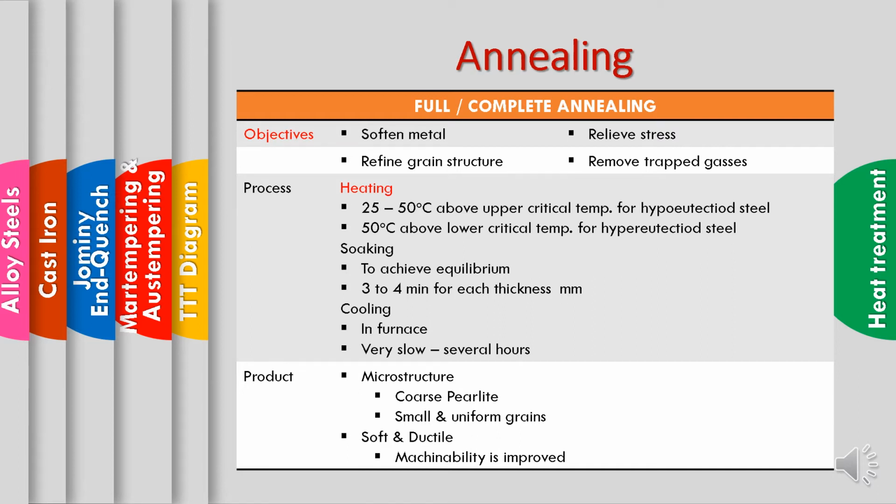And the product in terms of microstructure, we will get coarse pearlite, and then we have small and uniform grains. And we have a soft and ductile material. This is suitable for machinability.